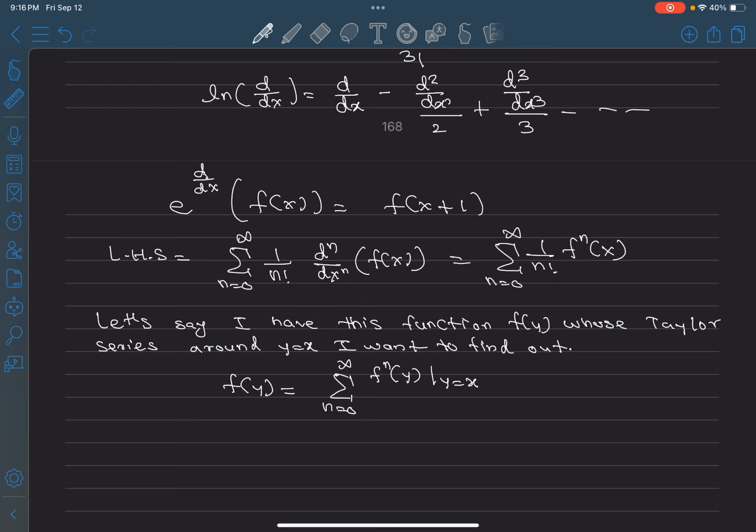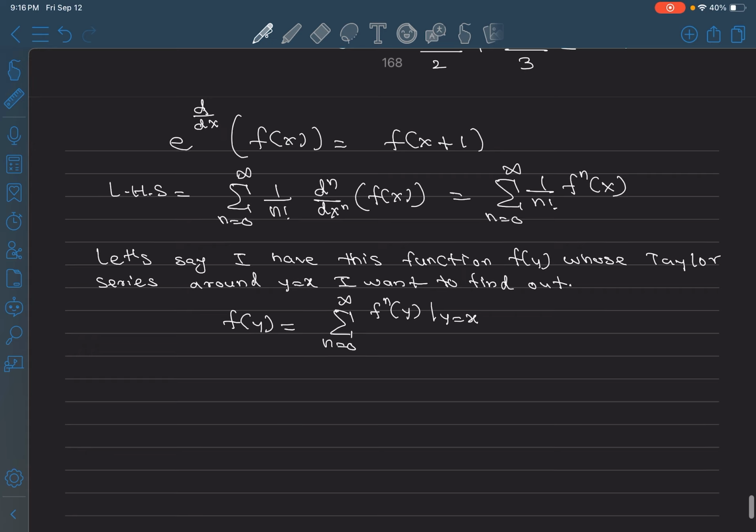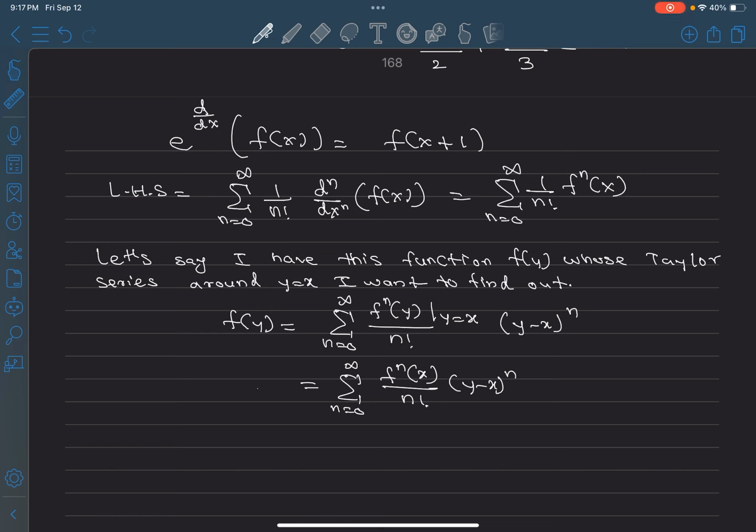Okay, so let's say I have this function f of y whose Taylor series around y equals x I want to find out, right? So this will just be the derivative evaluated at y equals x divided by n factorial, and there should also be a y minus x to the power n term over here, right? So we evaluate this nth derivative at y equals x, and that becomes the sum from n equals 0 to infinity of the nth derivative at x divided by n factorial, times y minus x to the power n, right?